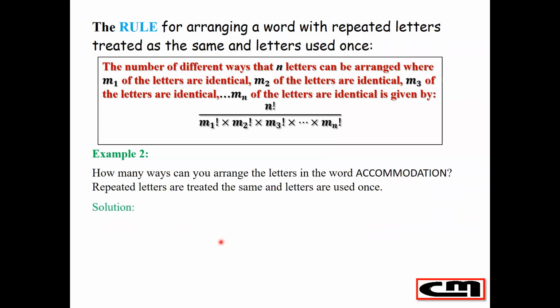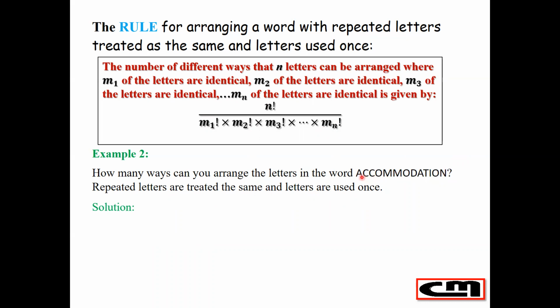Okay, let us now look at example number 2. How many ways can you arrange the letters in the word accommodation? Repeated letters are treated the same and letters are used once. Right, the solution to this would be, since we want to use this formula, and the repeated letters are treated the same, that means we have to take into consideration the repeating letters.